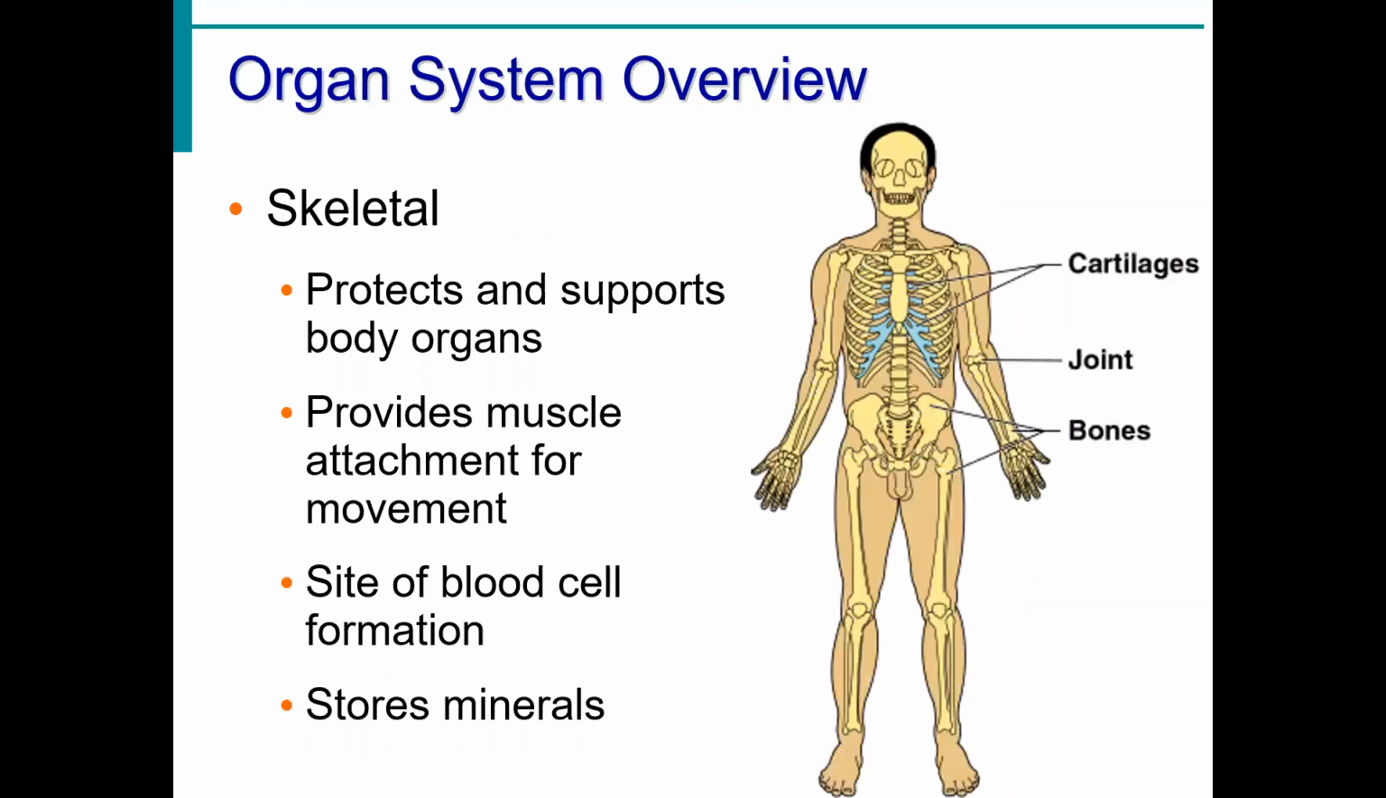Next, let's take a look at the skeletal system. We're reminded that our skeletal system contains our bones, joints, and cartilages. Jot that down. The skeletal system is essential for locomotion or movement, right? This skeletal system basically provides this frame that protects and supports our internal organs, okay?